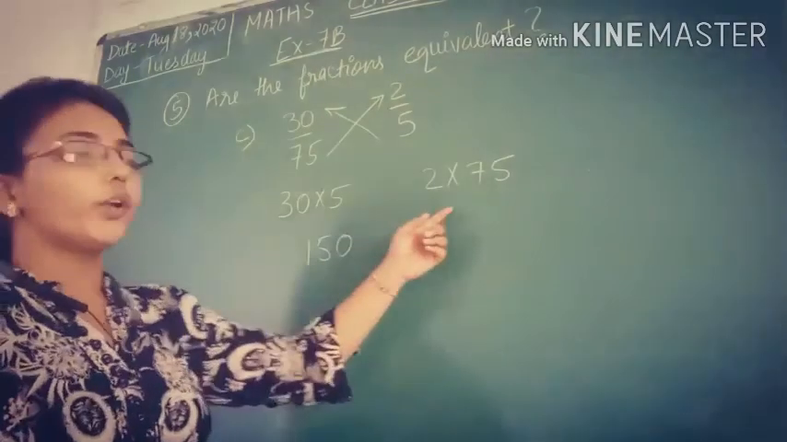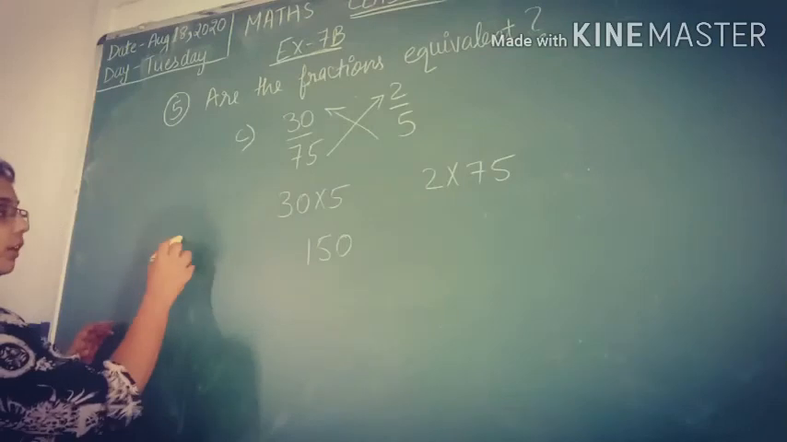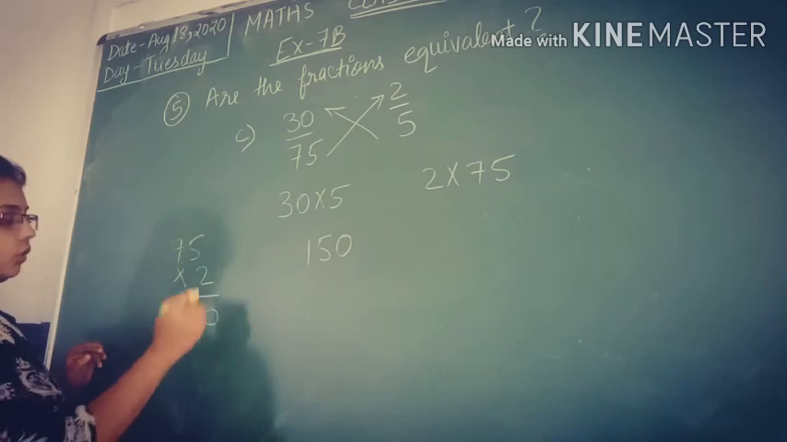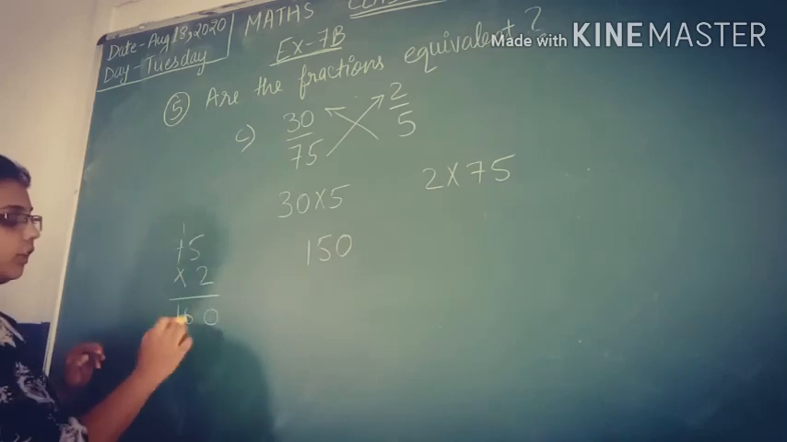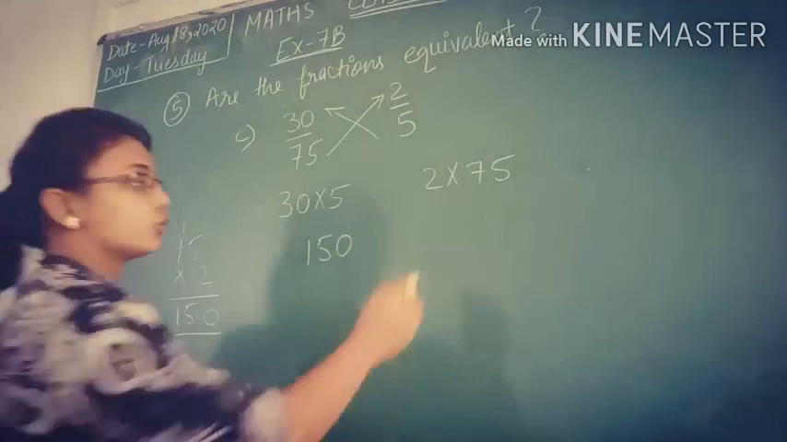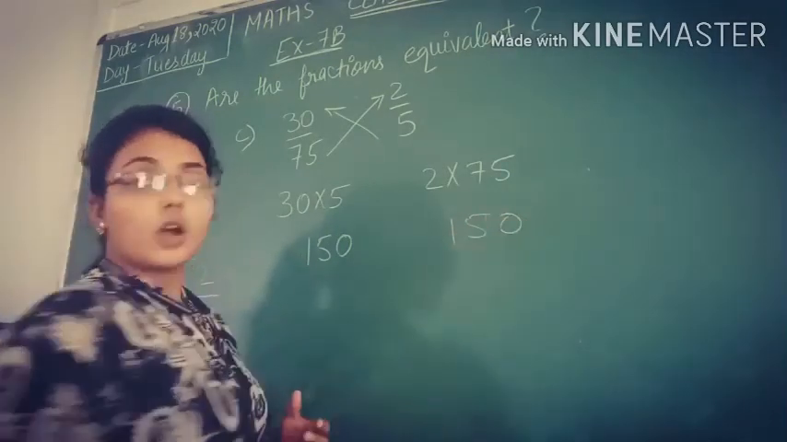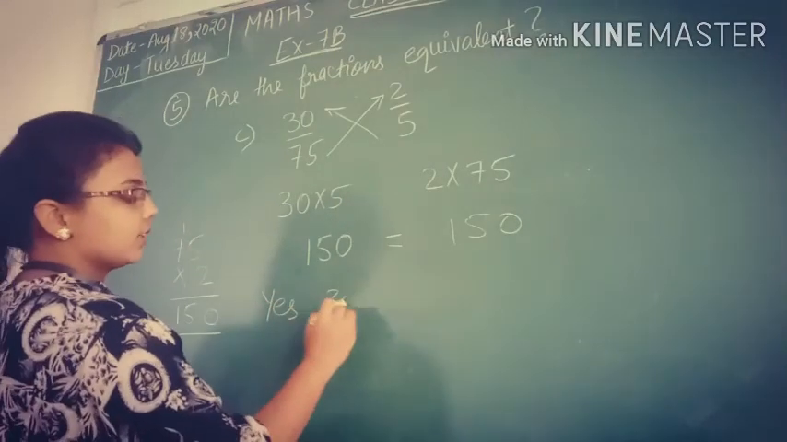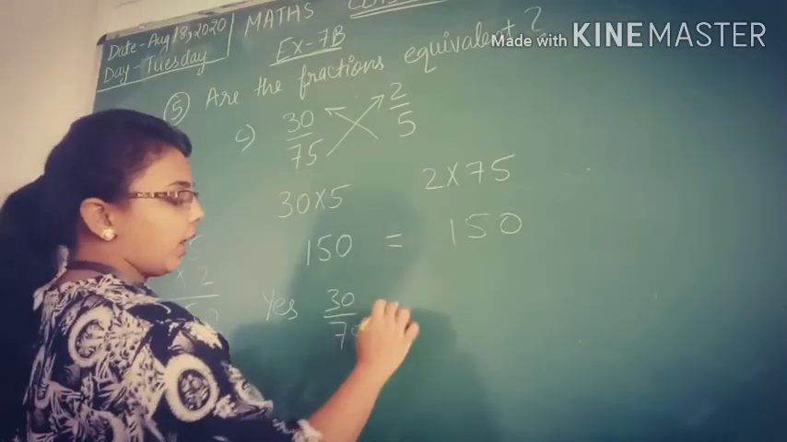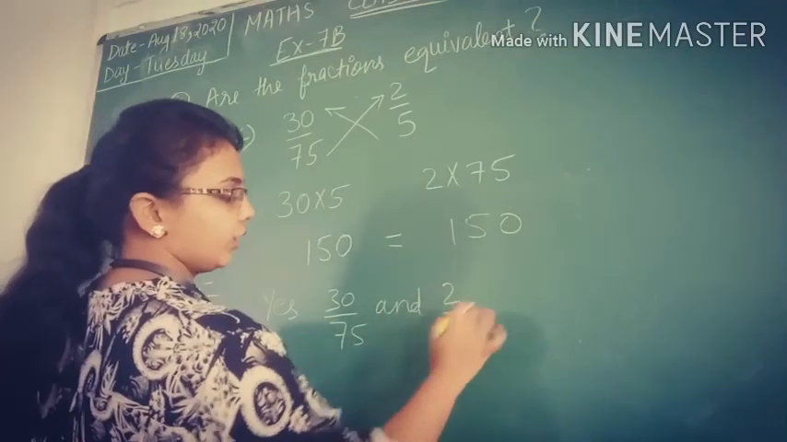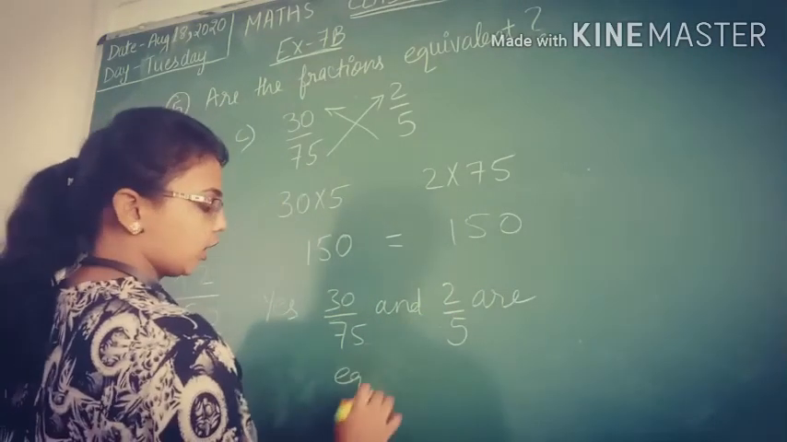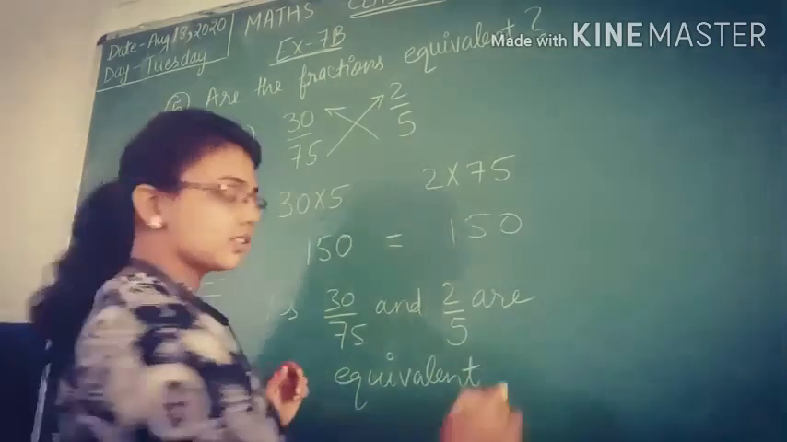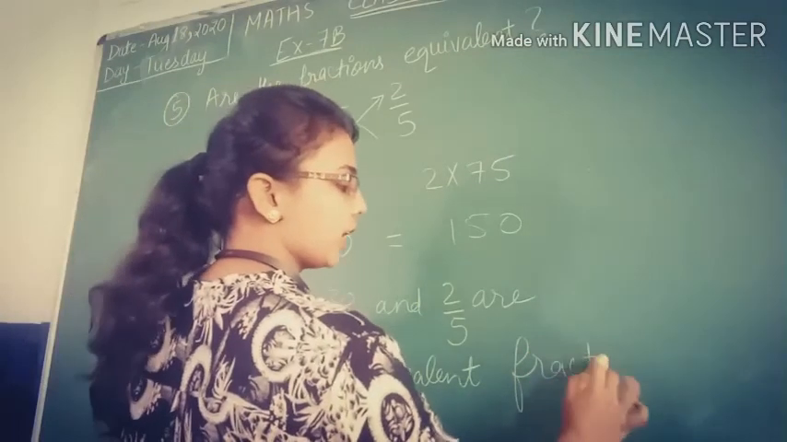ठीक है, and 2 into 75 करते हैं. Let's check them. अगर हमें नहीं मालूम तो we must multiply them in a rough part. 2 5s are 10, 0, 1 carry, 2 7s are 14 and 1 is 15. Yes, we get 150. So here the answer is 150. So are they equivalent? Yes, they are. Yes, 30 by 75 and 2 by 5 are equivalent fractions, right? We can write in this manner. Okay, is it clear? So they are so easy now.